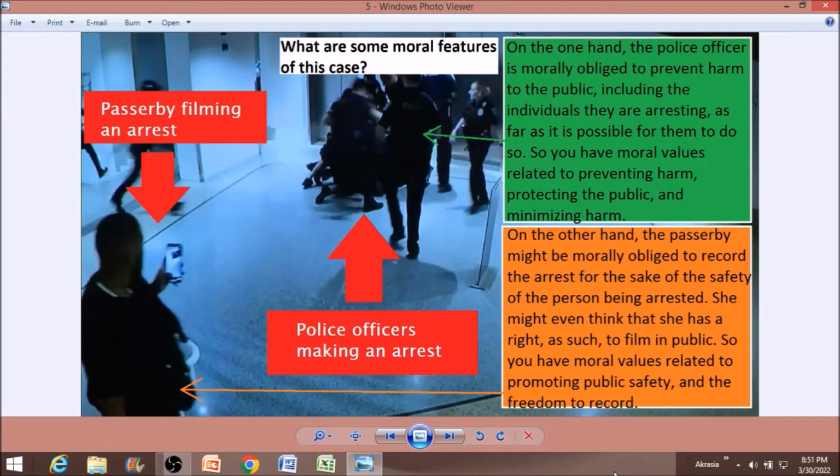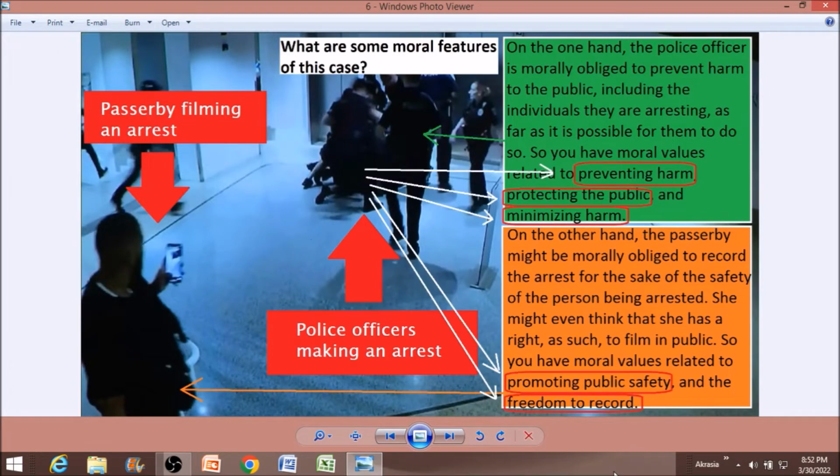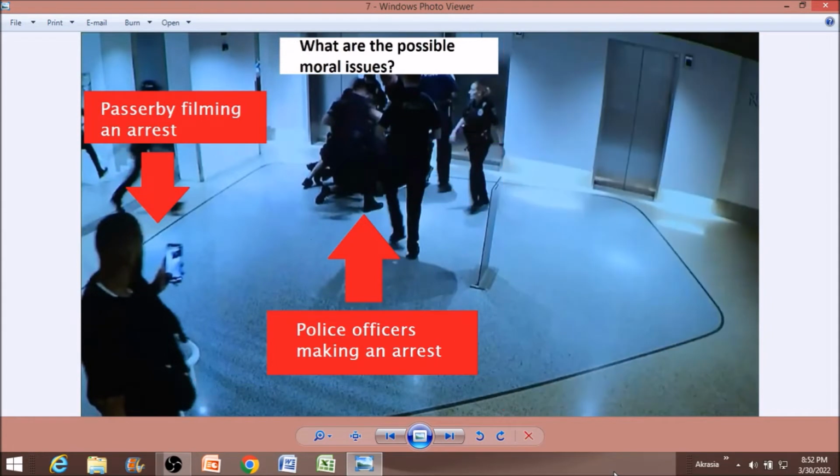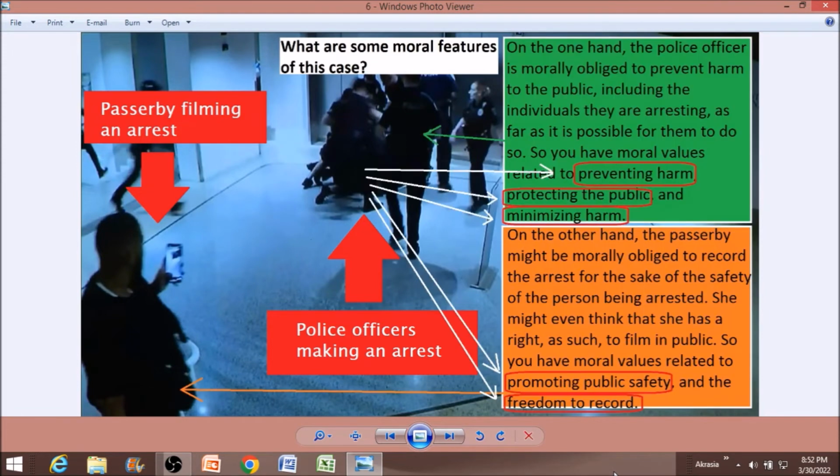All right. So what's the next step? The next step is, again, just to pick out the moral values of the moral features we've kind of identified, which was preventing harm, protecting the public, minimizing harm, promoting public safety, and something like the freedom to record. Now, what are some possible moral issues? Now that we've looked at the case and we've identified the possible moral features and the moral values involved in the case, this is not an exhaustive list. You could come up with more.